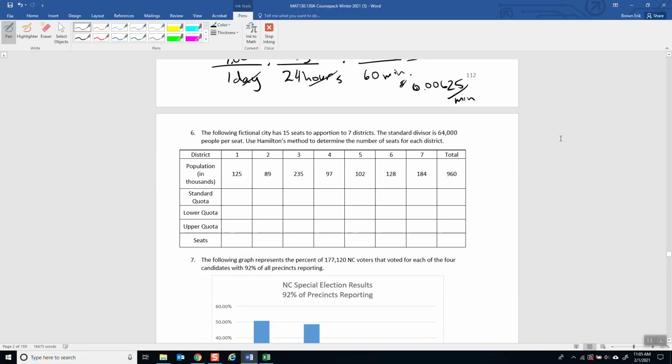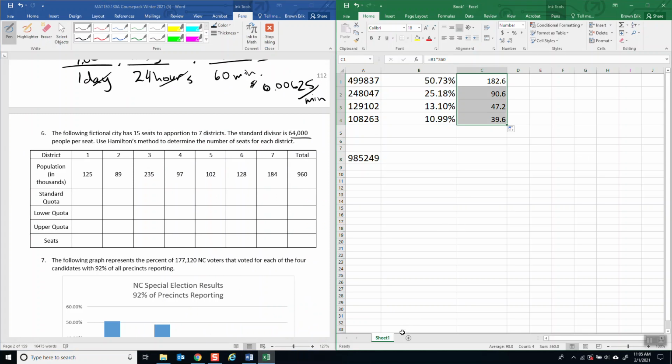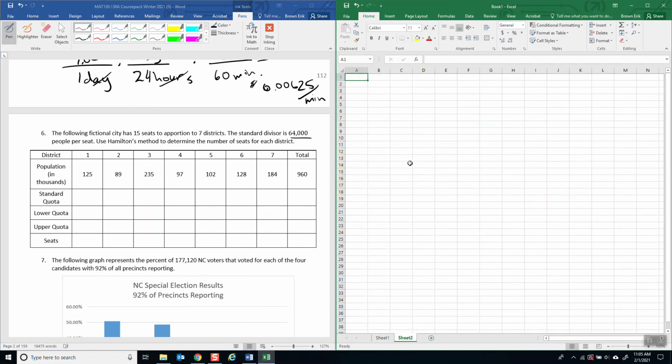Okay, number 6. So here we've got some fictional city that has 15 seats that they need to apportion to 7 districts. Oh, look, we're told that the standard divisor is 64,000, and we're going to use Hamilton's method to determine the number of seats. Now, this problem screams for Excel. So let me type these values into Excel.